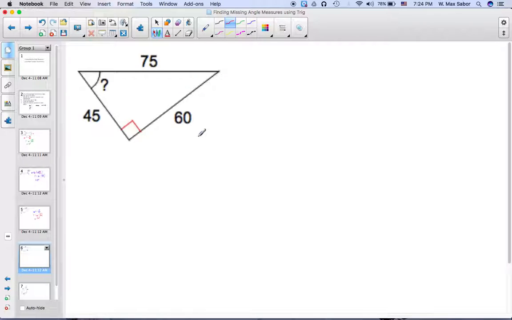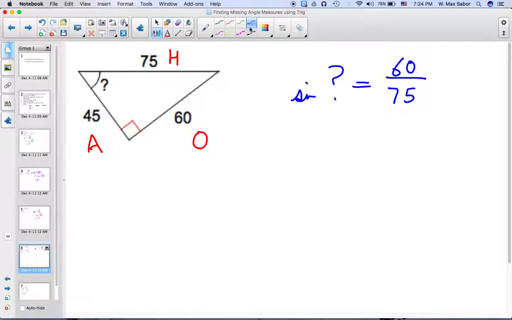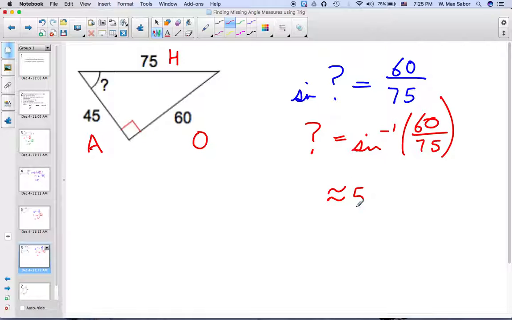Here I was given extra information. Here's opposite, adjacent, and hypotenuse. We only need 2 of these, so you can pick your favorite. I'm going to choose sine just because it's the first one. So sine of question mark is opposite over hypotenuse. And now we can do the inverse sine of that. So inverse sine of the ratio will give us the angle, and that is approximately 53 degrees.